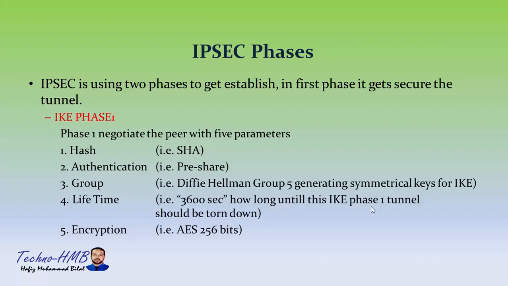The next one is lifetime. Mostly it is used between 1 second to 1 day, but we are using 3600 seconds, meaning 1 hour. This is how long until this IKE phase 1 tunnel should be torn down. Encryption is the fifth one. So we are using the best encryption technique, that is AES, and that will be 256 bits. You will see in the configuration, normally I have created a shortcut for this that is called HAGLE. H for hashing, A for authentication, G for group, L for lifetime, E for encryption.